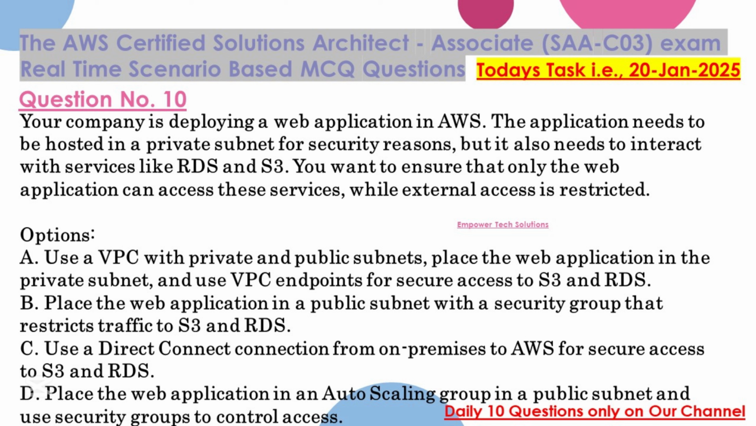Options: A. Use a VPC with private and public subnets, place the web application in the private subnet, and use VPC endpoints for secure access to S3 and RDS. B. Place the web application in a public subnet with a security group that restricts traffic to S3 and RDS. C. Use a Direct Connect connection from on-premises to AWS for secure access to S3 and RDS. D. Place the web application in an auto-scaling group in a public subnet and use security groups to control access.